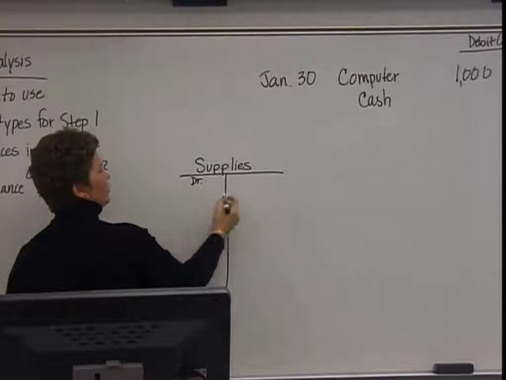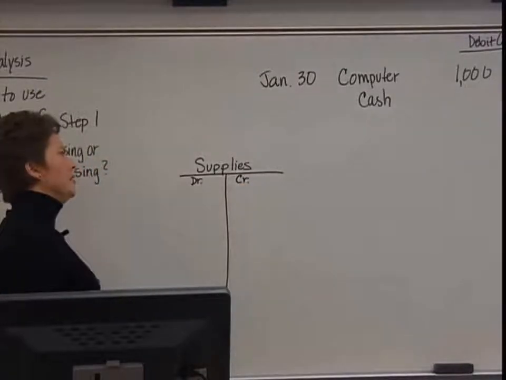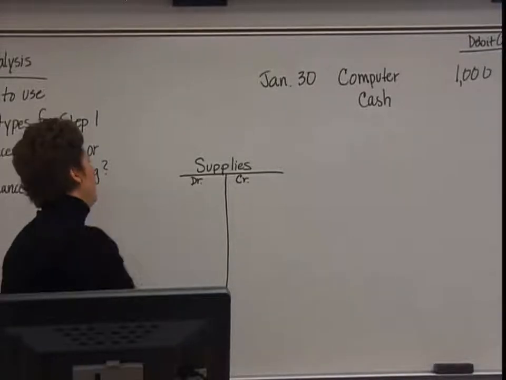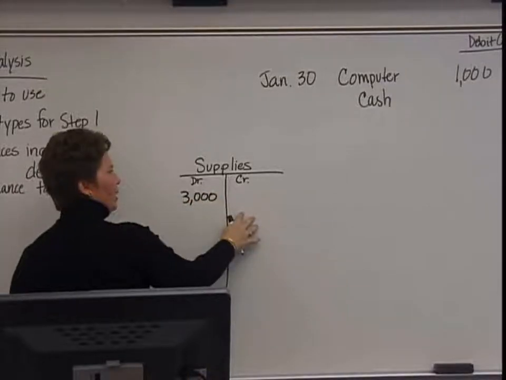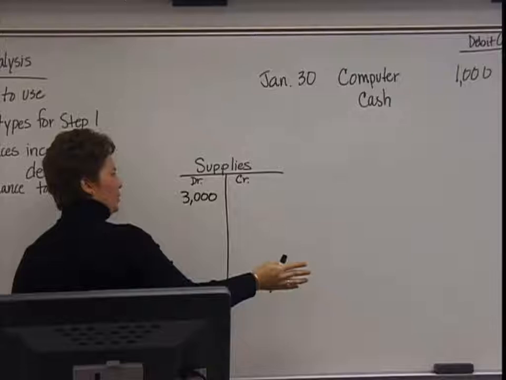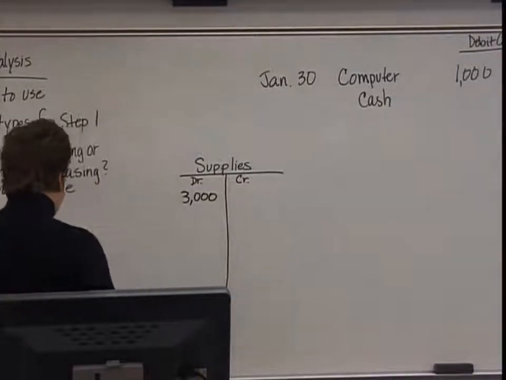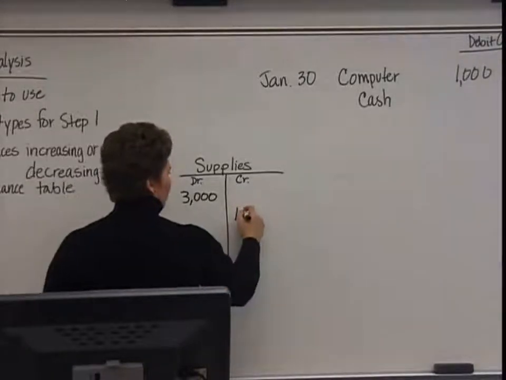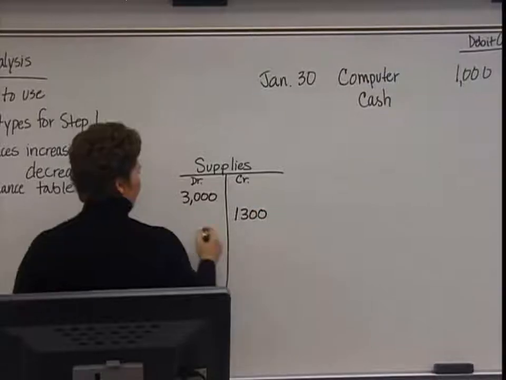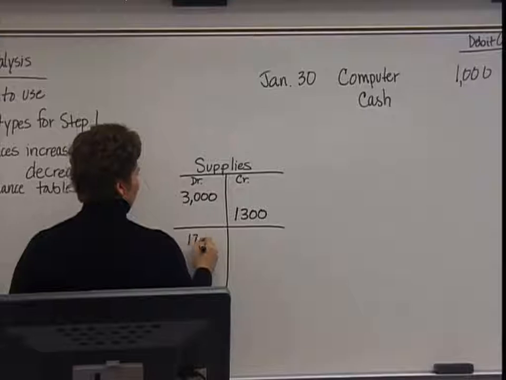Again, we're going to have the left side and the right side. So when we purchase supplies back on the 2nd, we increase them because they're an asset. We own them. We purchased $3,000 worth. So that was our balance at that point. Well, now on the 31st, we have used up $1,300 of supplies during the month. So what we have to do is we have to show that we've used this so that our ending balance is at $1,700.